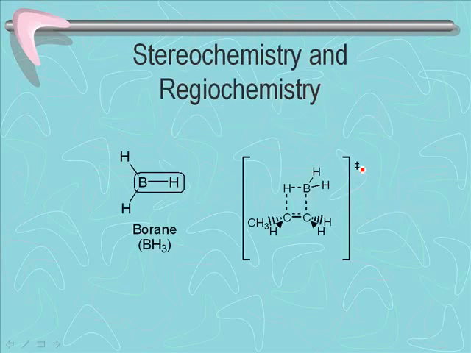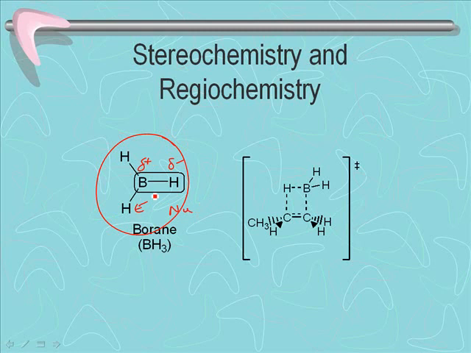So let's look a little bit closer here at why, again, it's a syn addition and why we see this non-Markovnikov addition overall in the reaction. So again, here is borane, BH3. And as we mentioned, the boron-hydrogen bond is polarized, so that the hydrogen is somewhat negative and the boron is somewhat positive. So in this particular structure, our hydrogen is actually a nucleophile, and our boron is actually an electrophile.